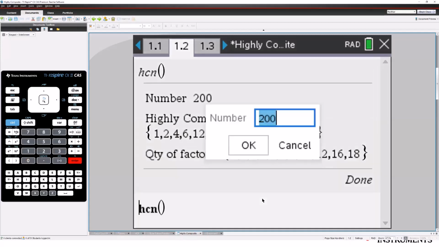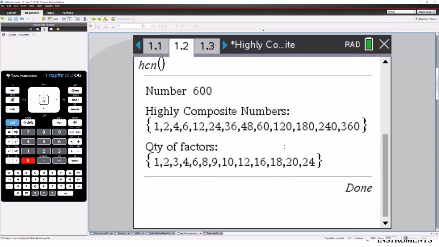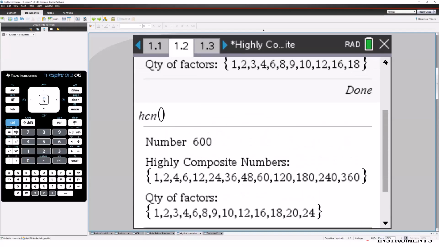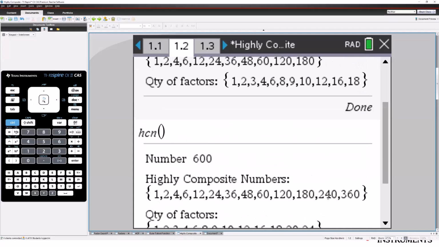Let's go up to 600. We didn't get a lot more, did we? Previously, we went up to 180. We only got 2 more. So obviously they're not as close together after a while.